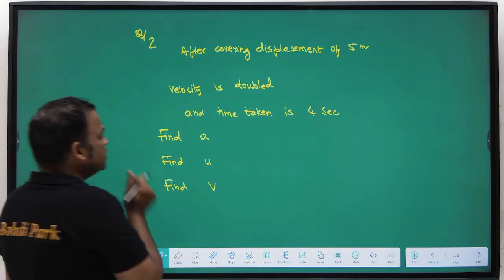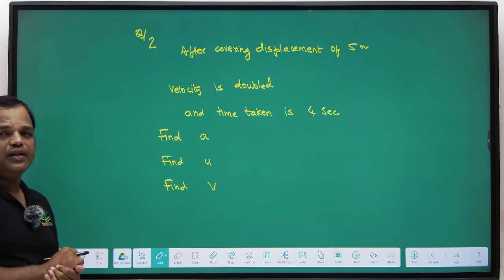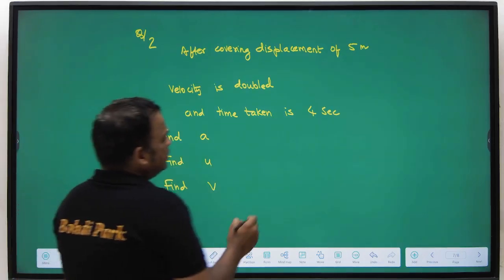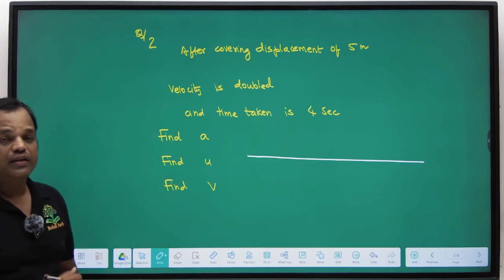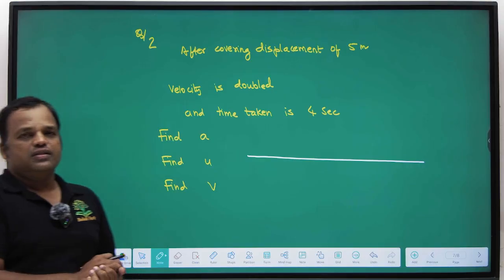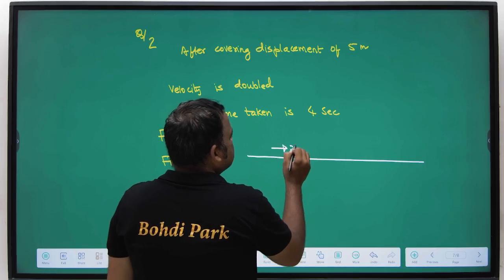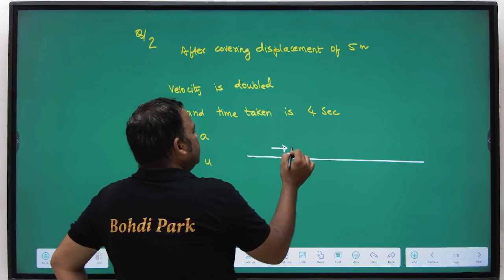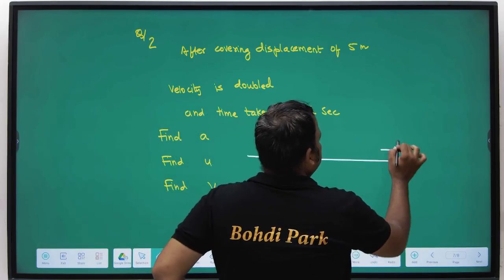So for this question, again we will write down what is given. We can draw a diagram also. The path followed by the particle is a straight line. All these questions are related to motion along one dimension, that is straight line motion. So initial velocity, let's take initial velocity as u. So final velocity will be 2u.